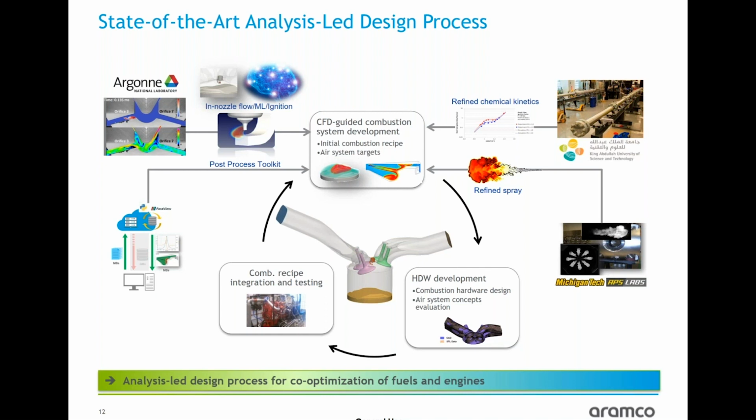And then we use the spray data to improve our spray models, and also work extensively with Argonne National Lab on different topics, including in-nozzle flow, engine design, machine learning, ignition, various topics. We work closely with our collaborators at Argonne to improve our sub-models. Then we also have our post-process toolkit in-house to improve our productivity and efficiently support different projects. So basically we use this analysis-led design process for co-optimization of fuel and engine to achieve robust full load range operations.